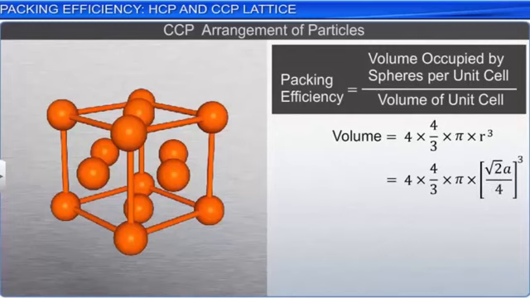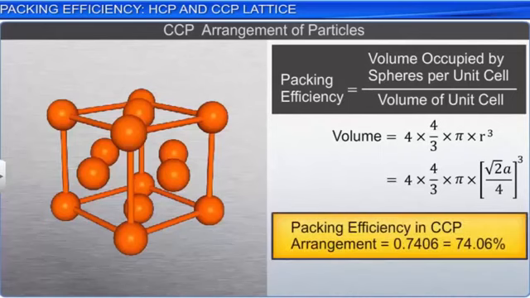Hence, the packing efficiency in CCP arrangement is 0.7406, which is equal to 74.06%.